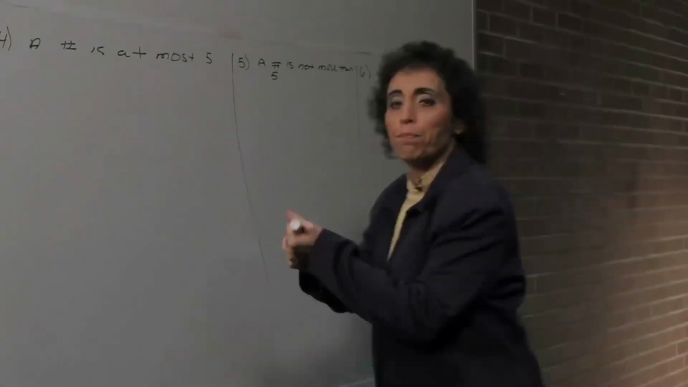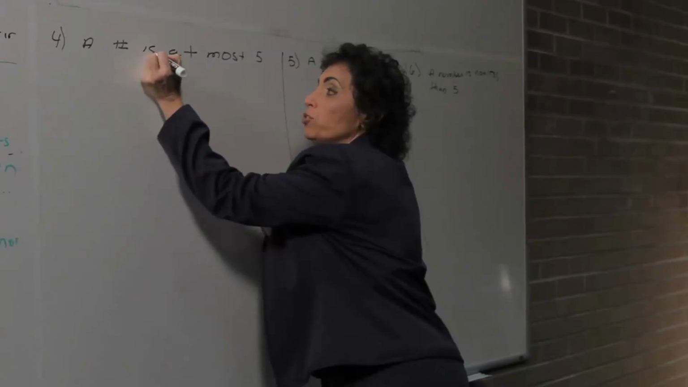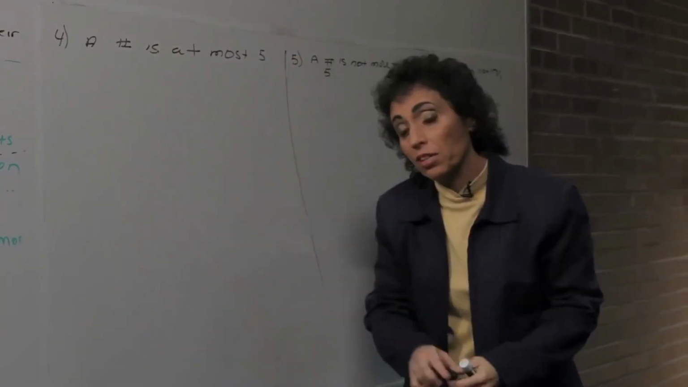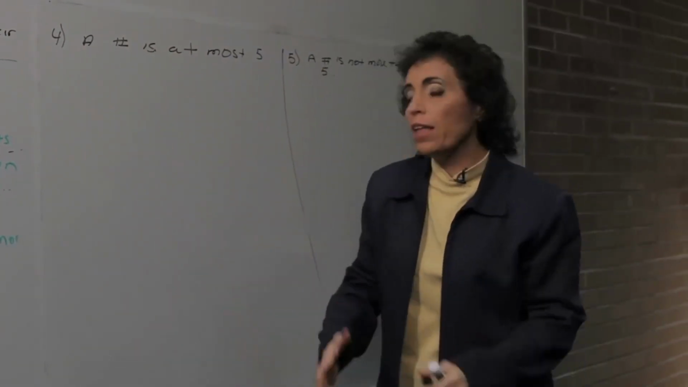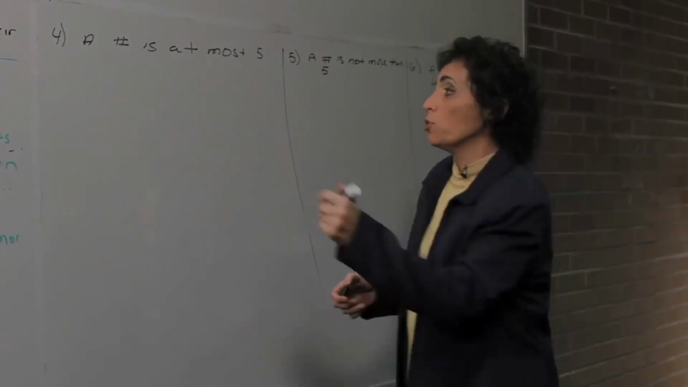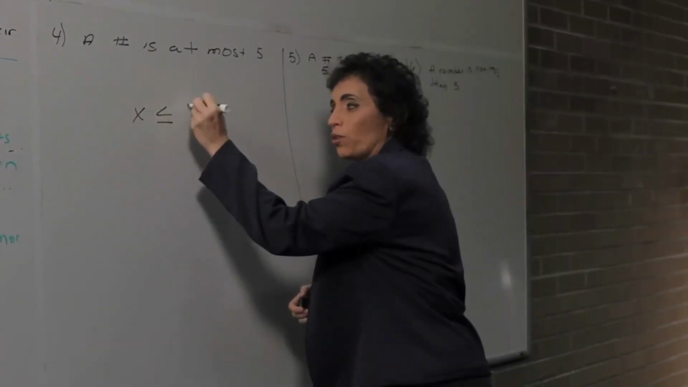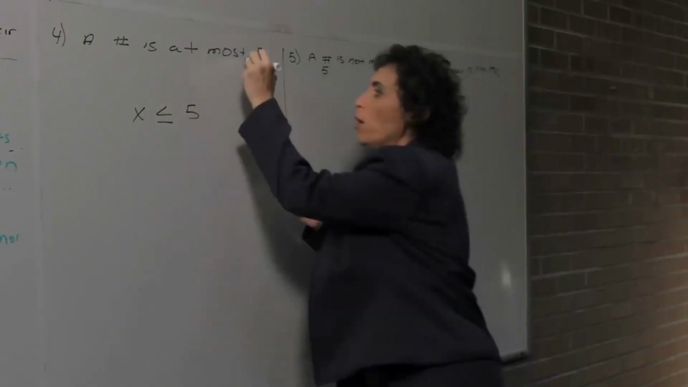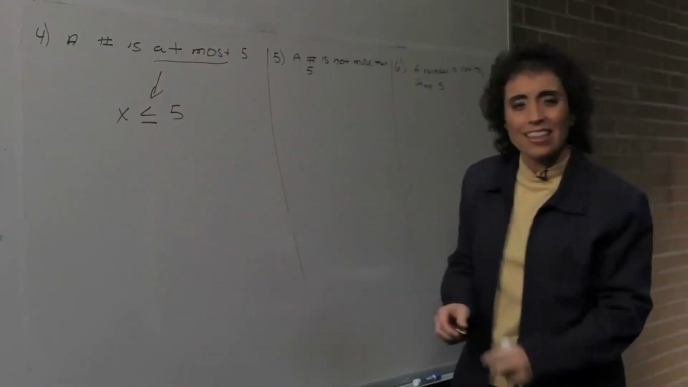A number is at most 5. Okay, if I have at most $5 in my pocket, how much does that mean I have? If I have at most $5, that means that's the highest amount I can have. So that means that I have less than or equal to 5. So at most is the symbol less than or equal to.